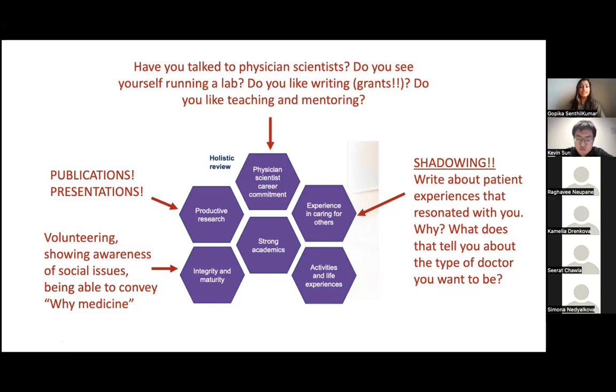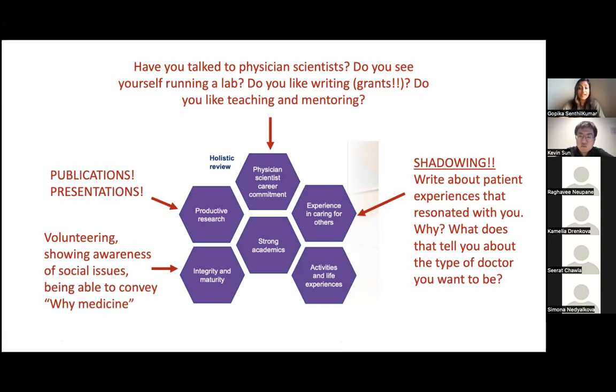Show us that you are going to, in fact, train the next generation of physicians and scientists in the academic world. Because a lot of MD-PhDs go on to become deans and directors of MSTP programs and take on leadership roles. So we want to see that part.